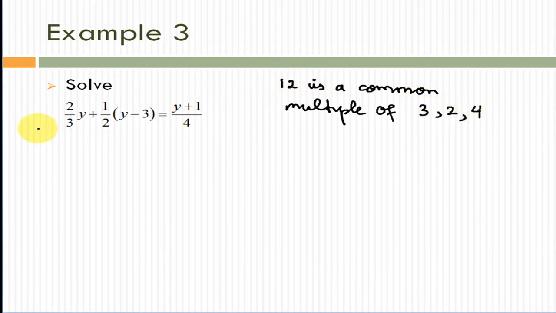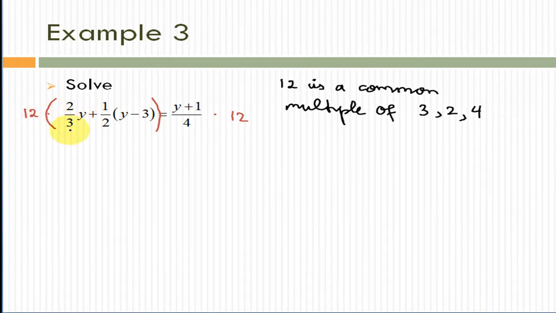And then we multiply both sides of the equation by 12. So multiply both sides of the equation by 12: 12 times all of this equals this times 12. In practice, it is not necessary to multiply by the least common multiple. You can just multiply by any common multiple. Okay. Now let us simplify.